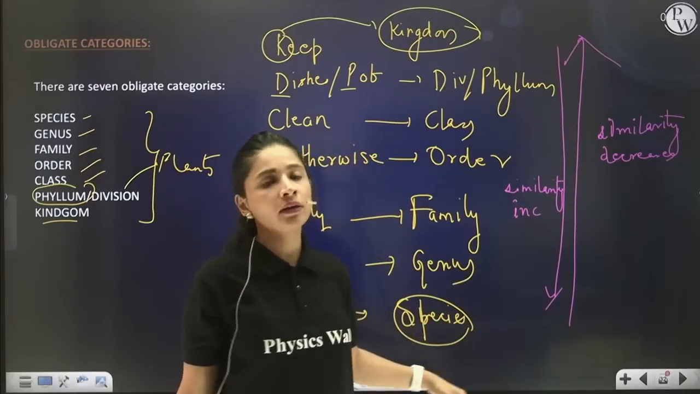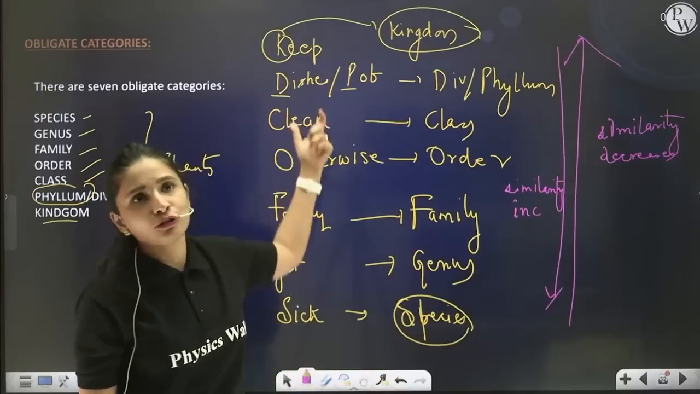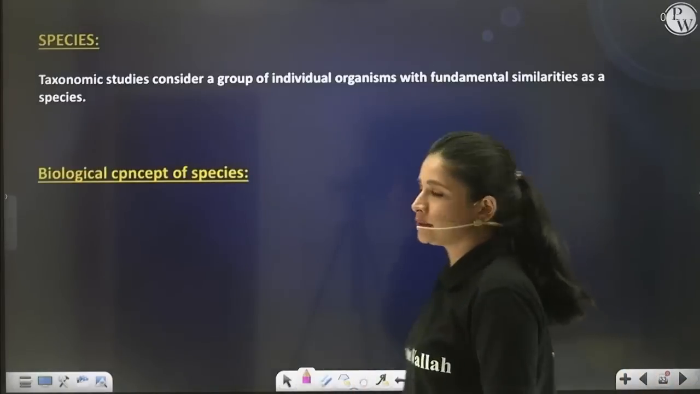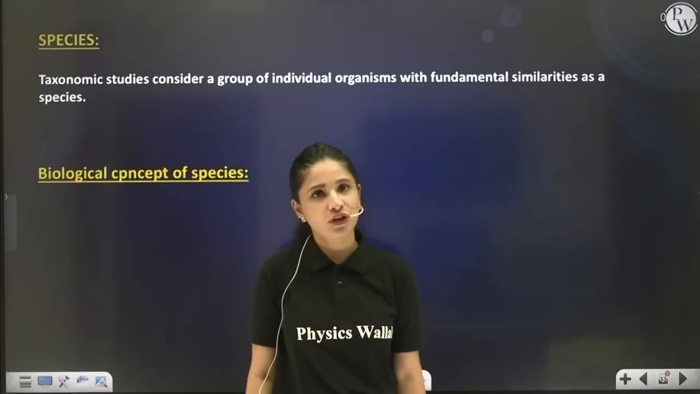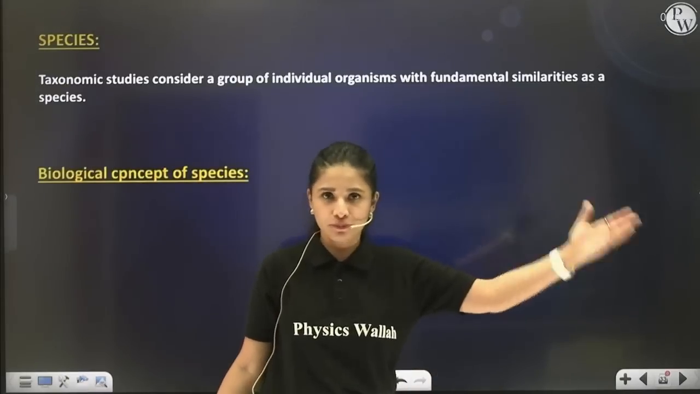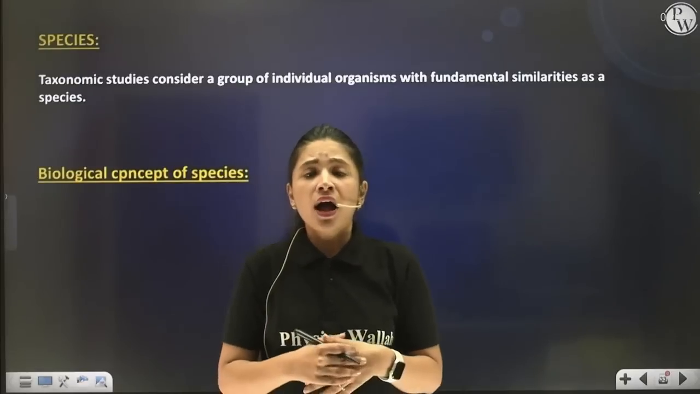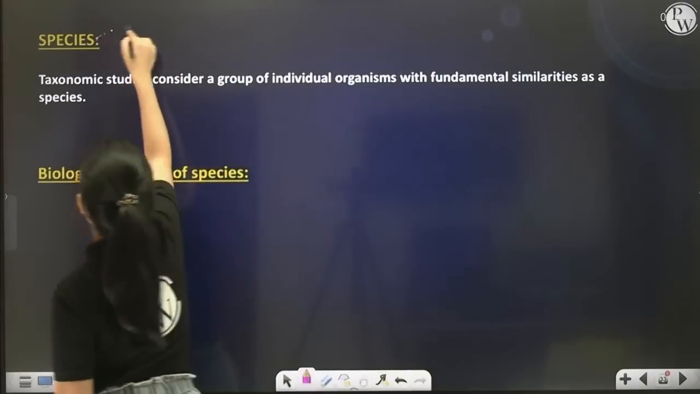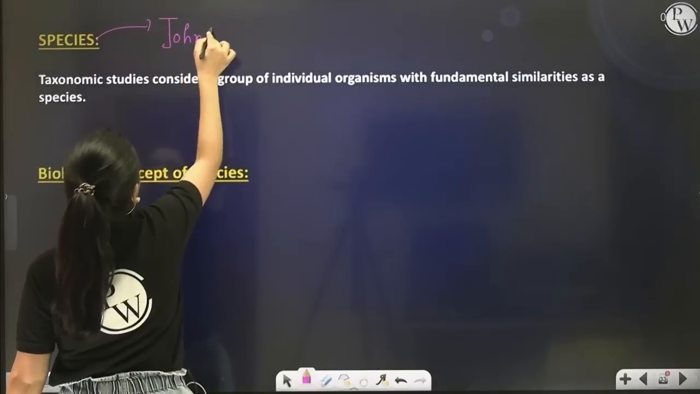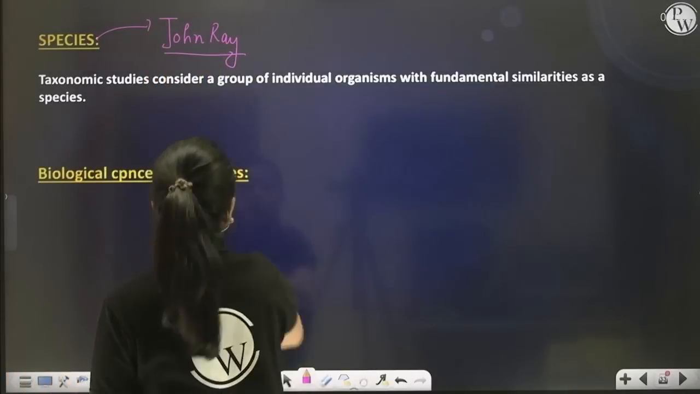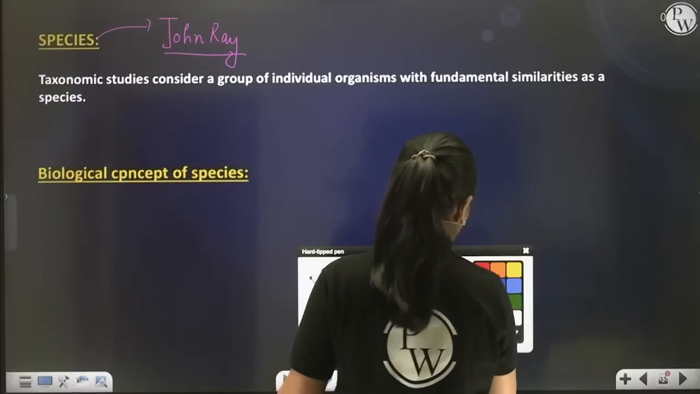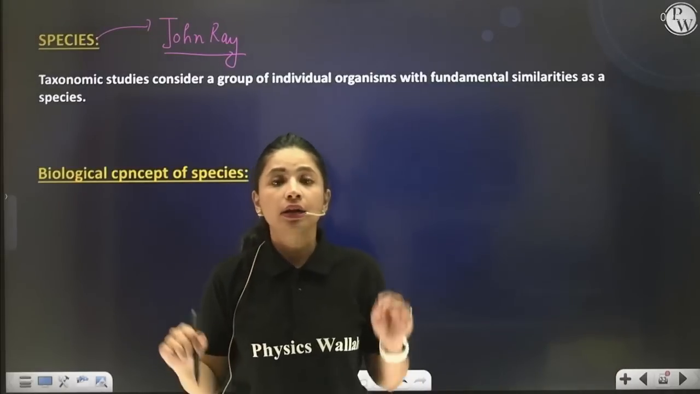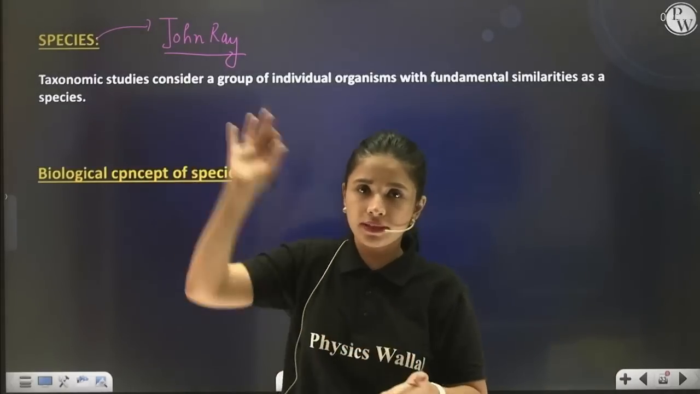Now one by one I am going to tell you about all those categories. Let's start with species. Very important. Maximum discussion we are going to do for species only, and then we are going to proceed further. Now, how will you define species? First of all, you should know the term species was coined by John Ray. Who coined the term species? Yes, the term species was coined by John Ray.